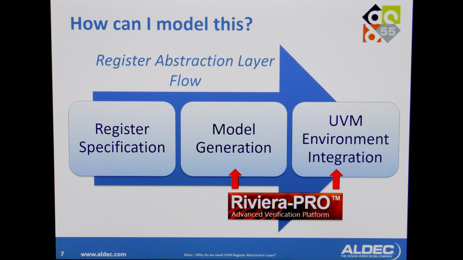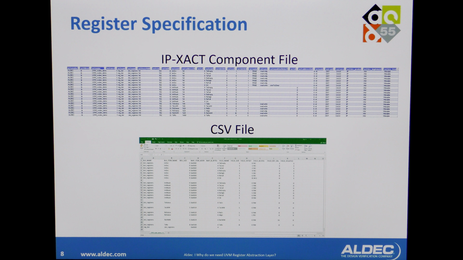So the register abstraction layer flow will start with the register specification, and then you'll move into the model generation and UVM environment integration, which will take place inside of Riviera-PRO. For register specification, you'll start with an IP-XACT or CSV file. IP-XACT is used for protected IP. It's usually included with any IP that you have. If not, there are some open source software tools available to generate an IP-XACT XML file.